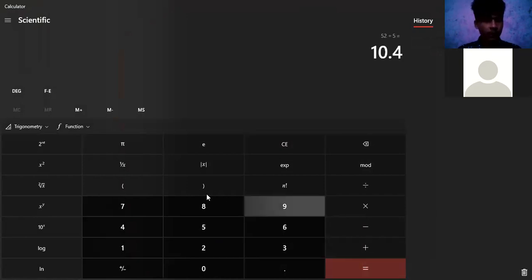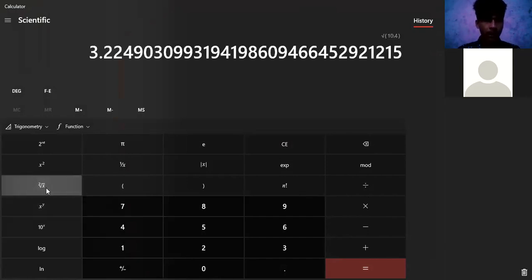Okay, it is a simple one, 10.4. Let me make it a little bit more difficult. We have got the answer result as 3.224903099319. Look at how many significant figures are here. They have got 1, 2, 3, 4, 5, 6, 7, 8, 9. I think we have got about 20 to 25 significant figures after the decimal. Right? So what will you write as the answer?